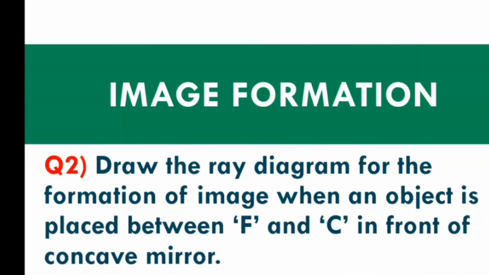Now let's see question number 2. Draw the ray diagram for the formation of image when an object is placed between F and C in front of a concave mirror. Now in this question we have to place the object between F and C. So first of all, we will draw the concave mirror. Here we have a concave mirror. Mark the point P, C, center of curvature, and F.